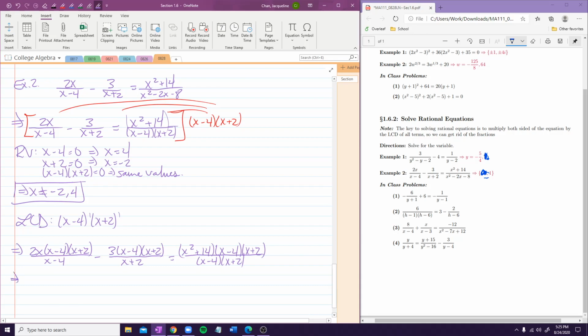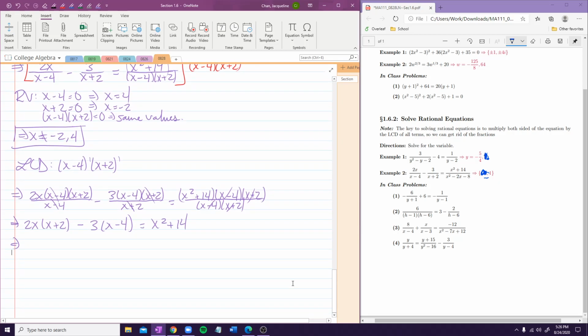Alrighty, so now looking at this first term, we have x minus 4s that can cancel. So then I'm left with 2x times x plus 2. Over here the x plus 2's cancel, so I'm left with the negative 3x minus 4. And over here, x minus 4's cancel and x plus 2's cancel. So I'm left with the x squared plus 14. Now that we've gotten rid of all our fractions, now we just need to simplify things, move things around so we can solve for the variable.